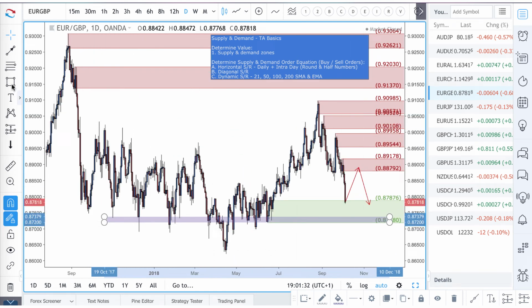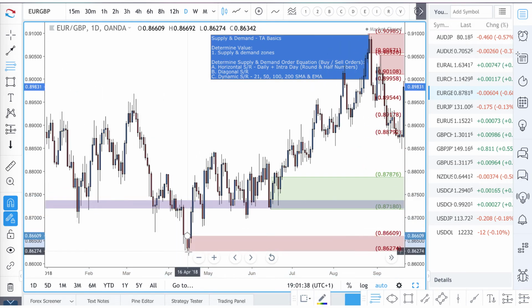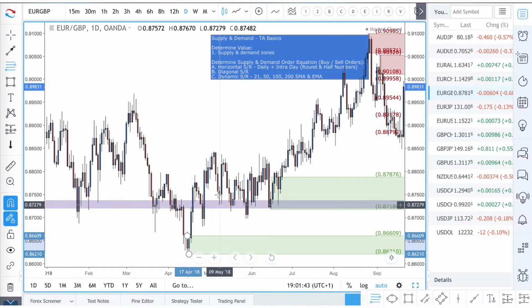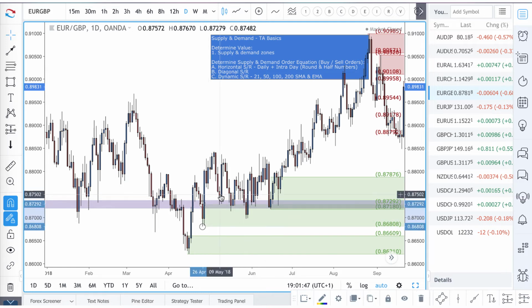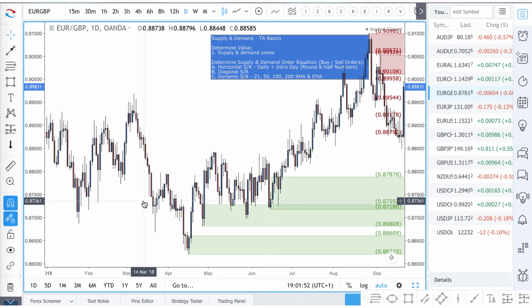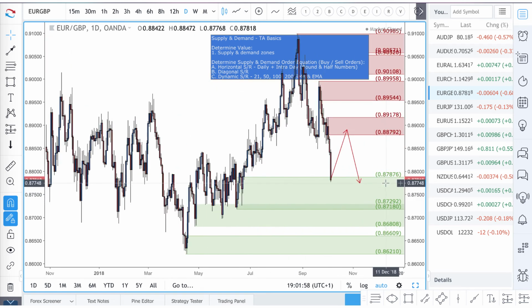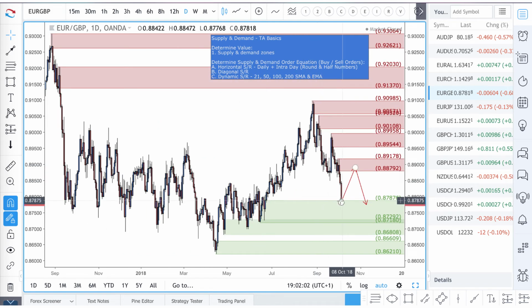What I will do is add a few more demand zones in this area. So you've got that area there, demand, and then you've got probably there as well, right? So I would say that's pretty much where you're looking at the moment for demand zones, and again for supply zones you're looking at anywhere around here.